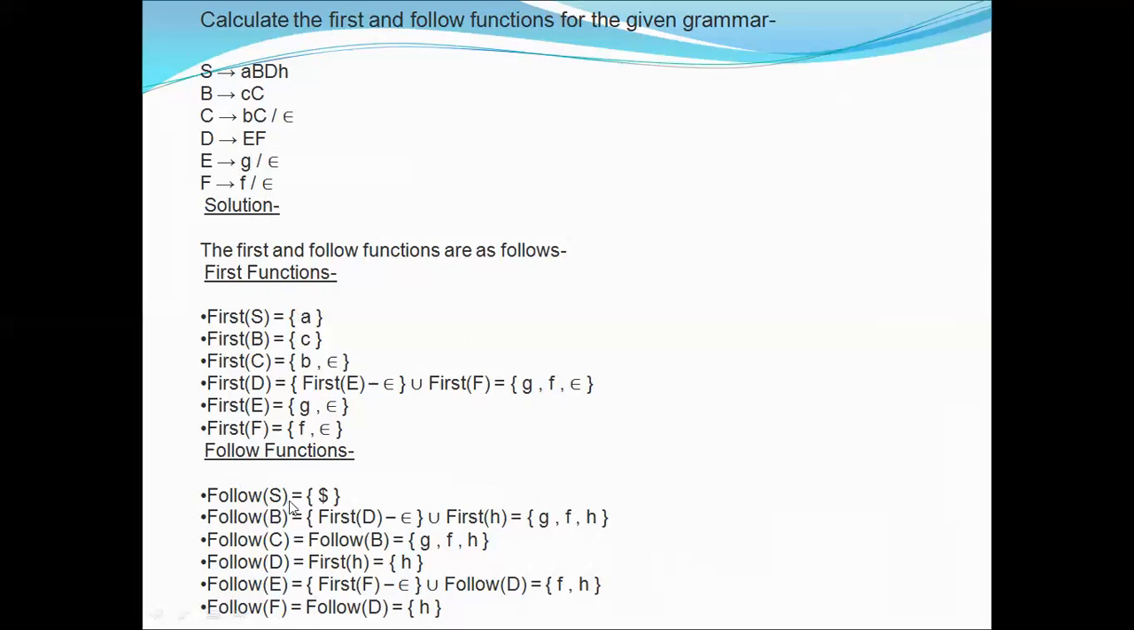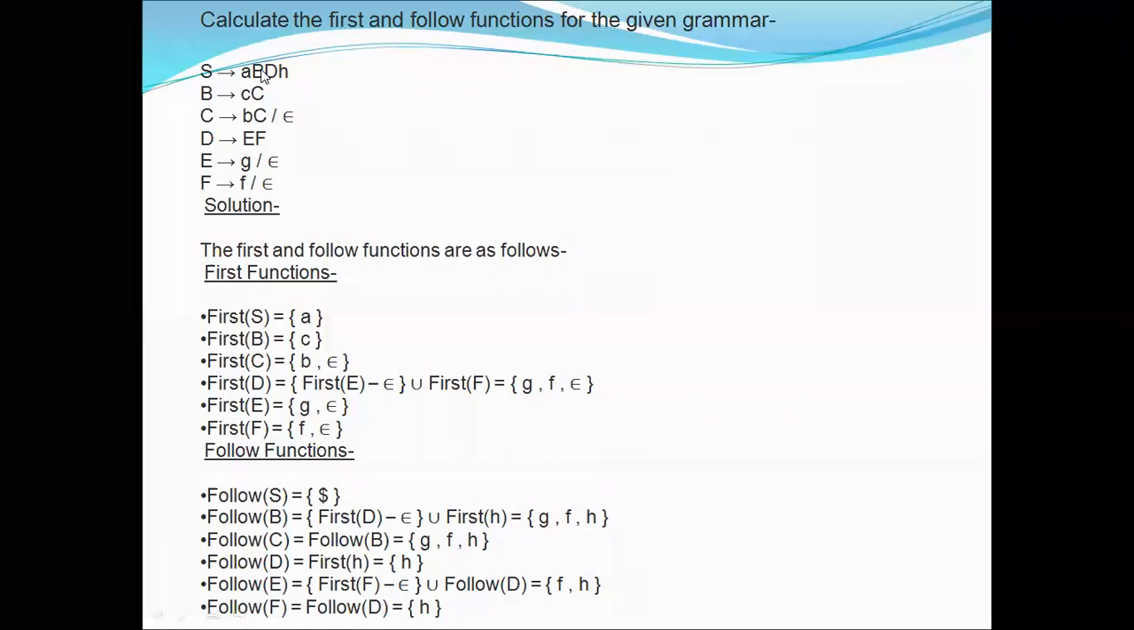And for follow, if you want to calculate, it is a starting symbol, just include the dollar, because on the right-hand side there will be no S production. So nothing we need to calculate for the follow of S. Okay, so dollar we already included. Now follow of B we want to calculate. That means B is present here, and B is following what? D. So include the first of D.